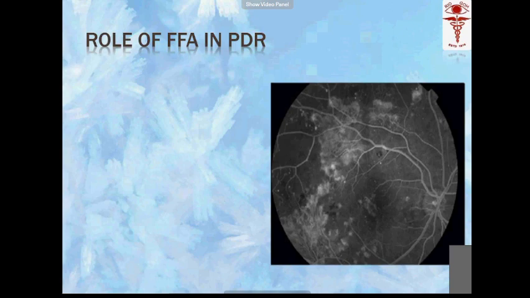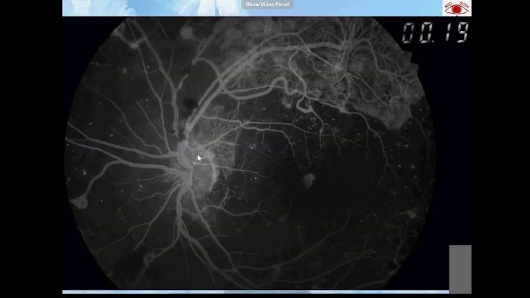So how do you see a new vessel in FFA? You can see at the early stage itself how much amount of new vessels are there. See, this is the NVD, more than 1 disc diameter. And see the NVE, how much new vessel, more than 1 disc diameter. So this is a case of early PDR or high risk PDR.